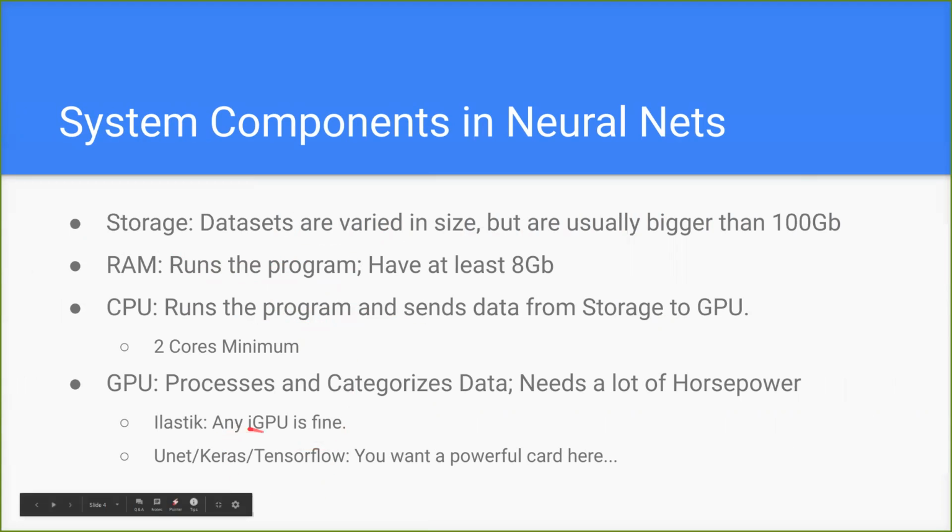So when we're running something like Elastic, which I want you guys to try at home, you could use integrated graphics. But when we're using something really powerful that needs to be efficient and able to process tons of data, like UNet, Keras, or TensorFlow, which are basically one program, you want a very powerful card. In my case, I use an NVIDIA Titan Black. It's kind of an old card, but it has a good amount of VRAM, a decent clock speed, and I have overclocked it. That came in handy when I was doing work with TensorFlow.